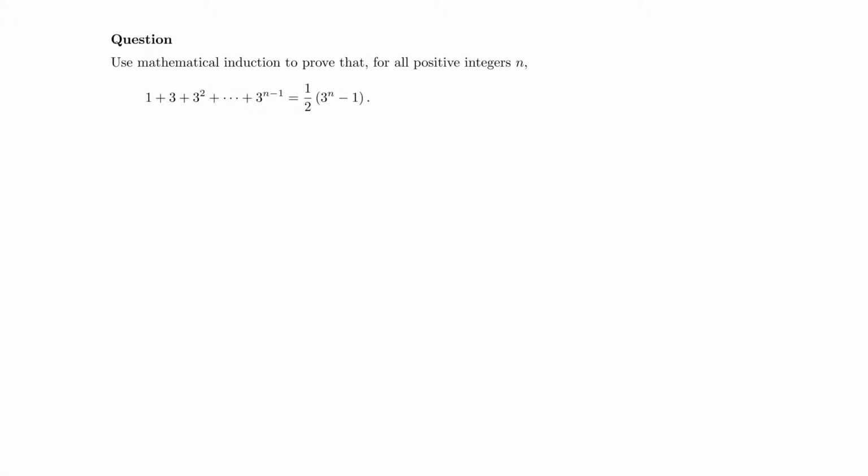So, in this video, we're going to prove that this sum, 1 plus 3 plus 3 squared all the way to 3 to the n minus 1, is equal to 1 on 2 times 3 to the n minus 1. And we're going to prove that for all positive integers n using mathematical induction.